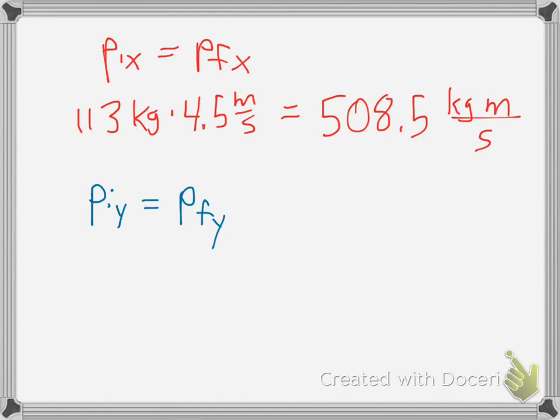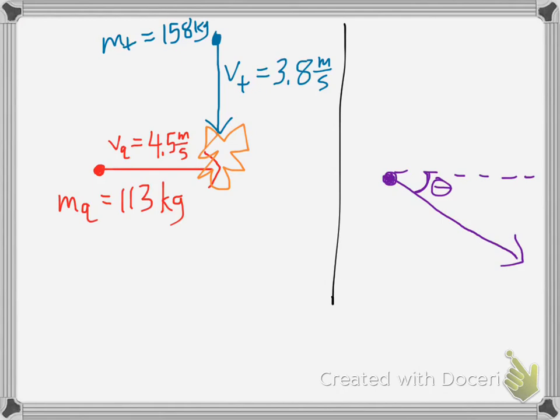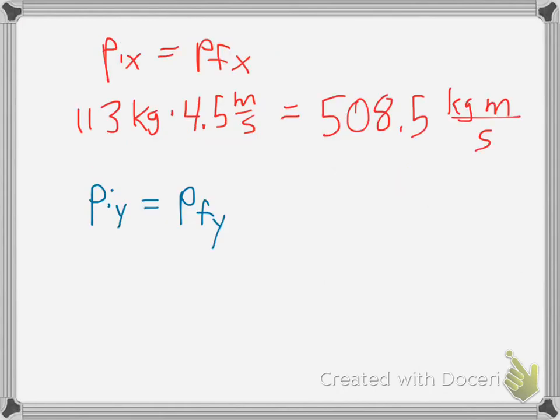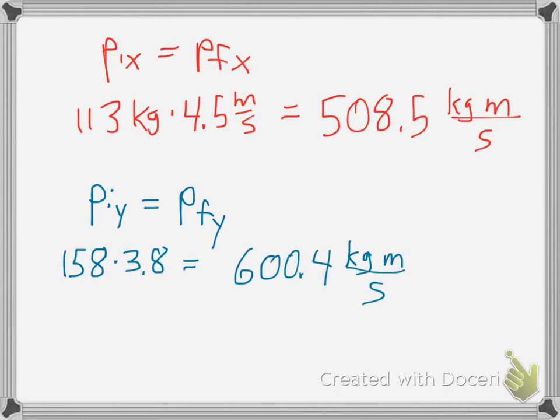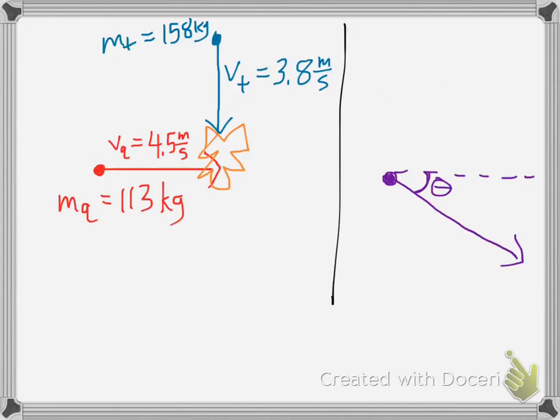Same thing in the y direction. The initial momentum in the y direction, provided only by the tackle, is going to be the same as the final momentum in the y direction. Since all my momentum is southward in the y direction, I'll call that positive so I don't have to worry about playing with any negative numbers. When I multiply the tackle's mass by his velocity, I end up with 600.4 kilogram meters per second, so that'll be the final momentum in the y direction.